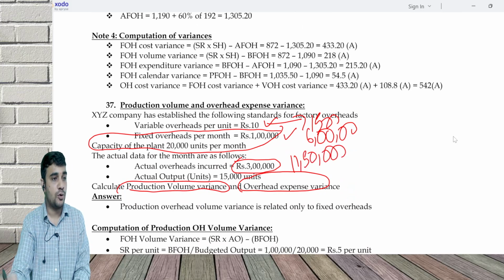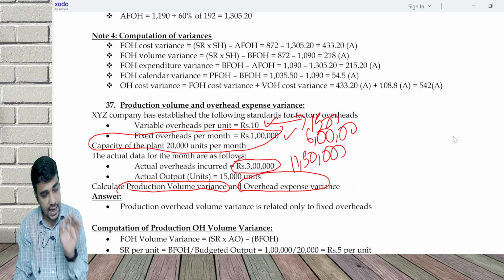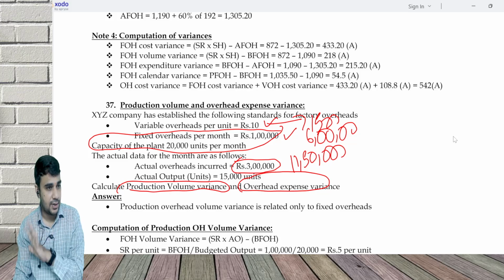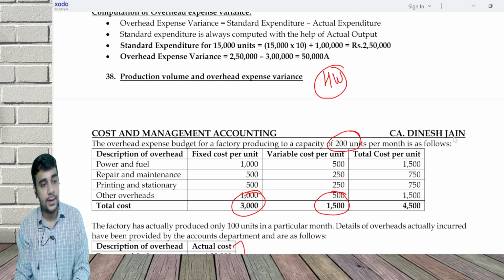Actual output could be there in the question and then you start calculating. It's exactly the same as 37, just that the numbers are given differently here. Any doubts on 38?